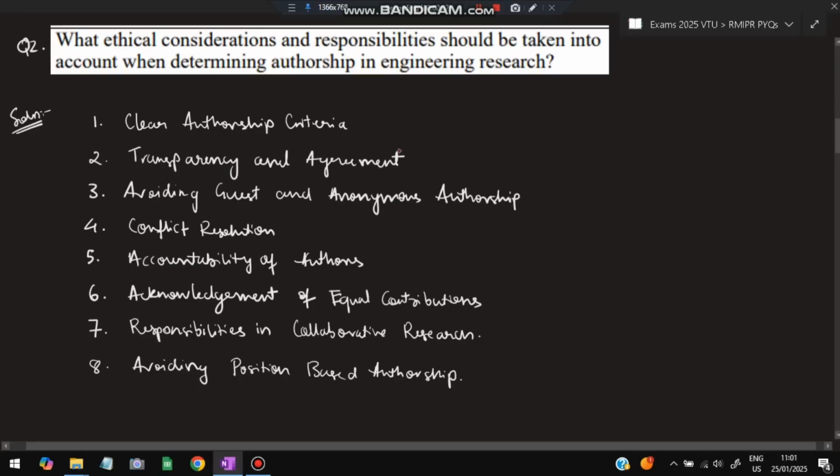The next question is: what ethical considerations and responsibilities should be taken into account when determining authorship in engineering research? Determining authorship means something is made, like a book is written. Who has written this book? If a single person has written it, that is fine, and only that single person's name will be mentioned. But it's usually not the case.